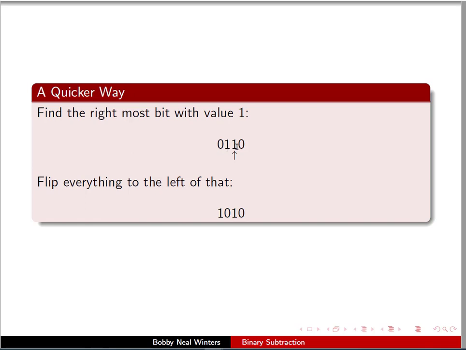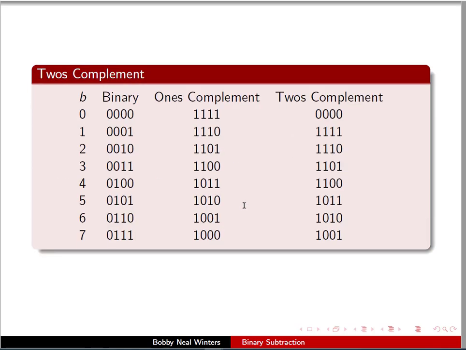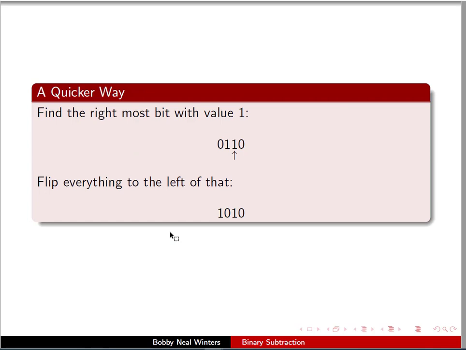Okay. And so this number here, which is 4 plus 2, this is 6, right? To get the negative of it, I flip all of these bits, I get 1, 0, 1, 0. Now let's look back at my chart. Is that right? 1, 0, 1, 0. Yes, that's the negative of 6. Okay.